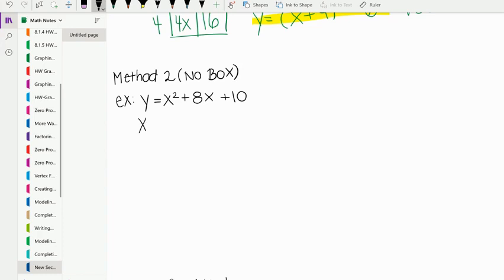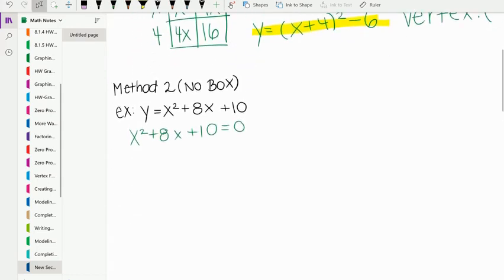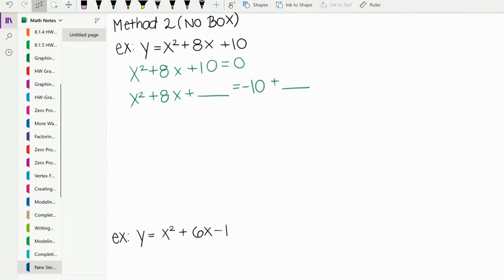So we're going to do x squared plus 8x plus 10 equals 0. The first step is the same, and you notice we're actually doing the exact same example just so you could see how it's different. Then from there, we're going to move over that 10 and make a new space. So this becomes -10 plus blank. All right, so instead of doing the box, we're going to just do kind of a shortcut method.